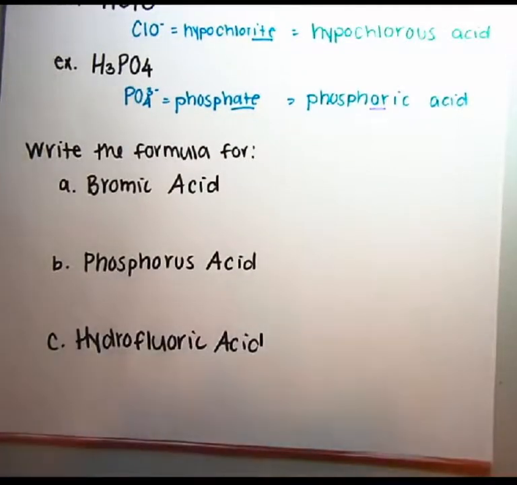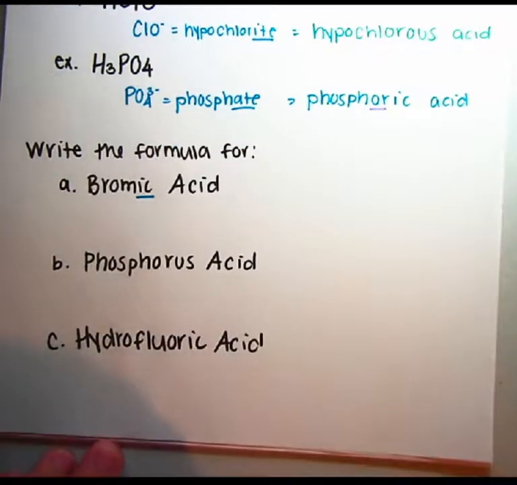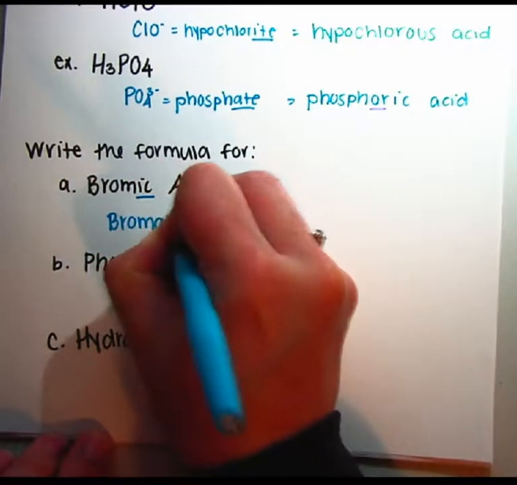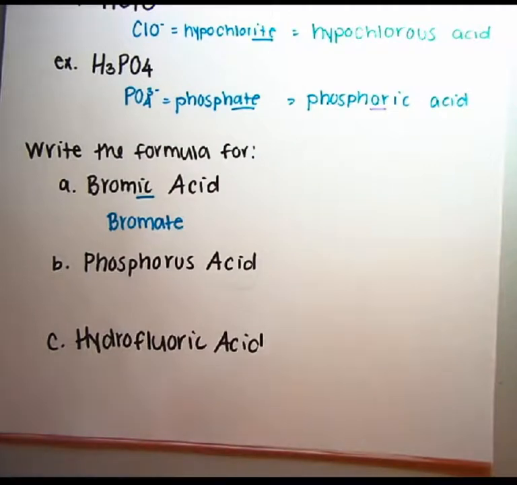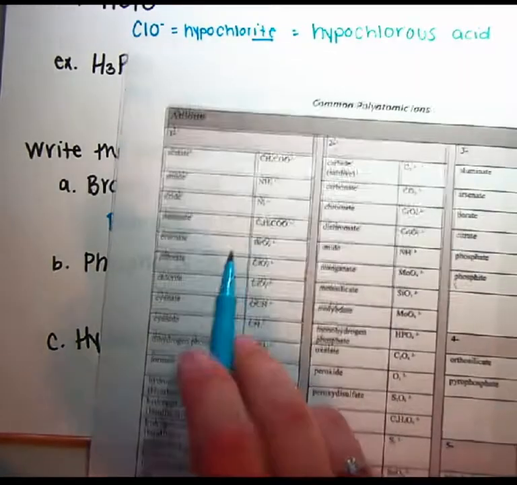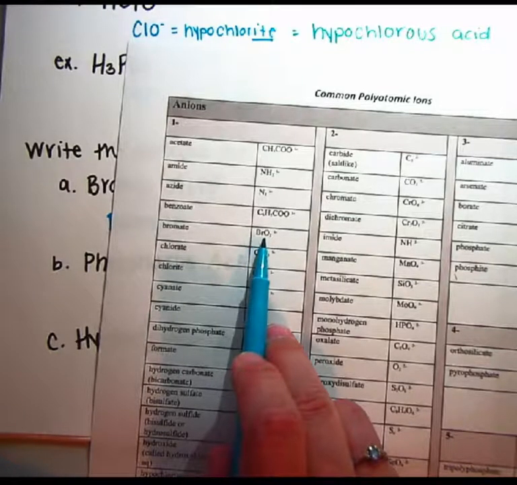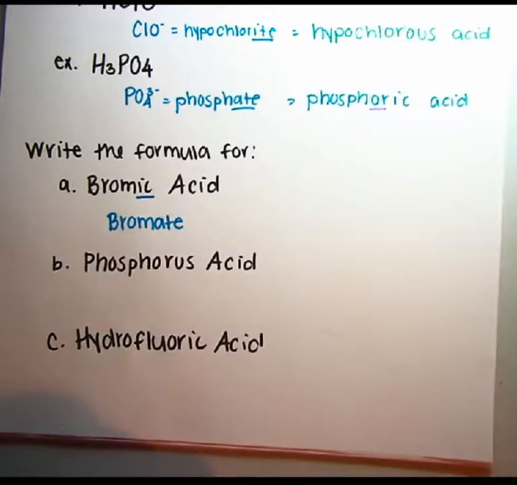All right, first one, bromic acid. So it does not start with hydro. That means that it has to have oxygen. So I'm assuming this is going to be a polyatomic ion. It ends in IC. That means that the polyatomic ion is going to end in ATE. So bromate would become bromic. Now we need to find bromate on our polyatomic ion reference sheet. And its formula is BrO3 minus 1.